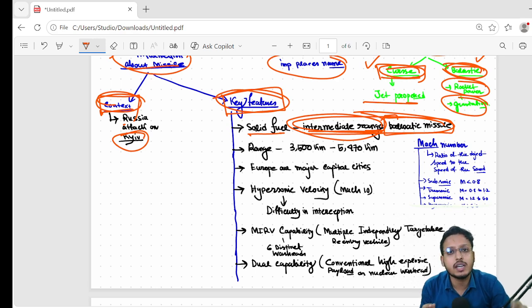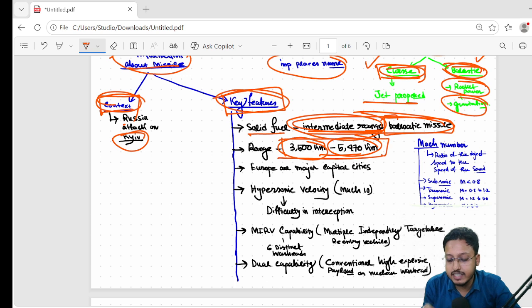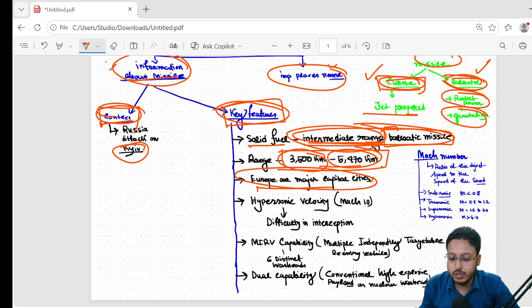Now you have to understand what the range is. The range is 3,500 kilometers to 5,470 kilometers. Its range is designed in such a way that from deep in Russia, it can hit any major city in Europe. That is the important perspective you need to understand. And there's another piece of information: this is a hypersonic missile, with hypersonic velocity.